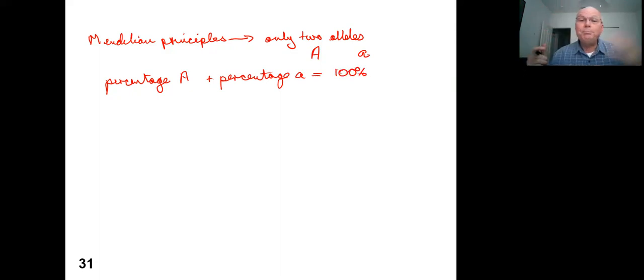Or to put it in probability terms or frequency terms, big A plus little a must equal 1. 1 is a certainty, 100%. So when we start thinking in terms of possible genotypes in a population as a consequence of these two alleles, we know that there are 3 possible genotypes.